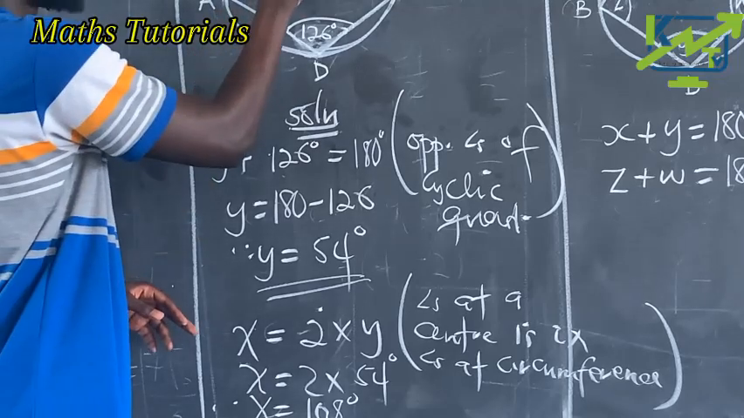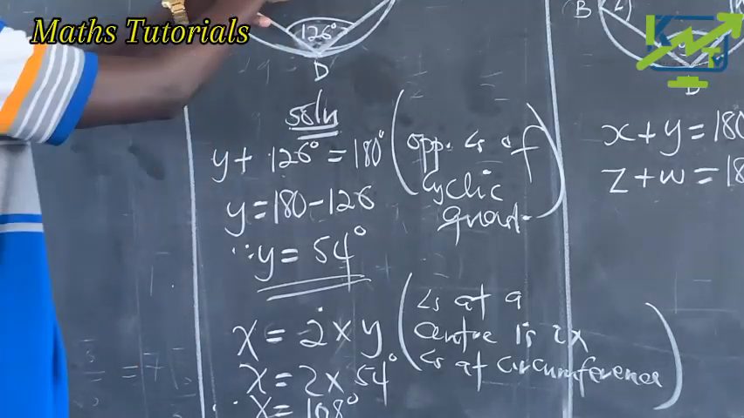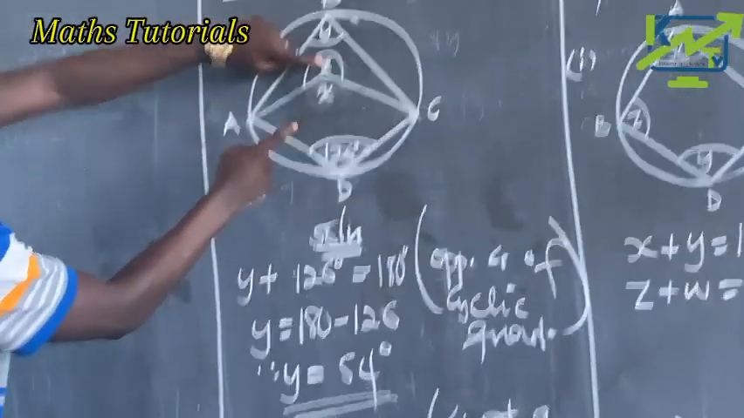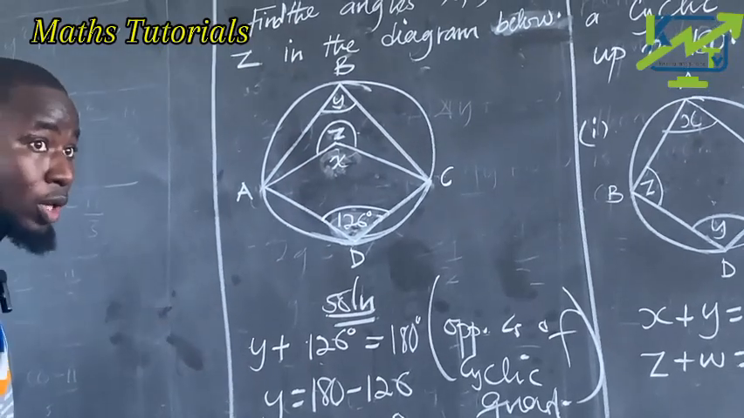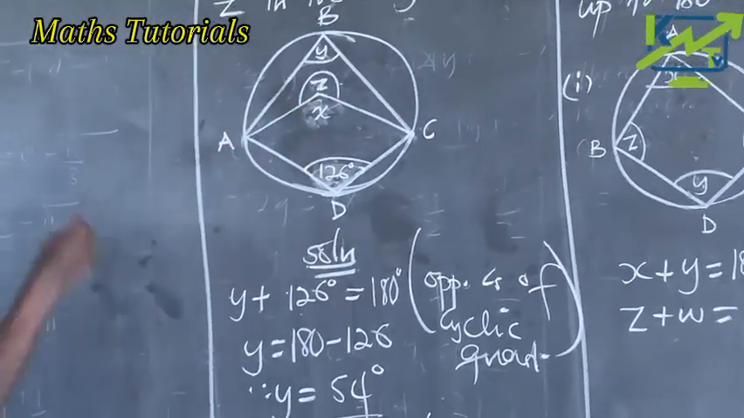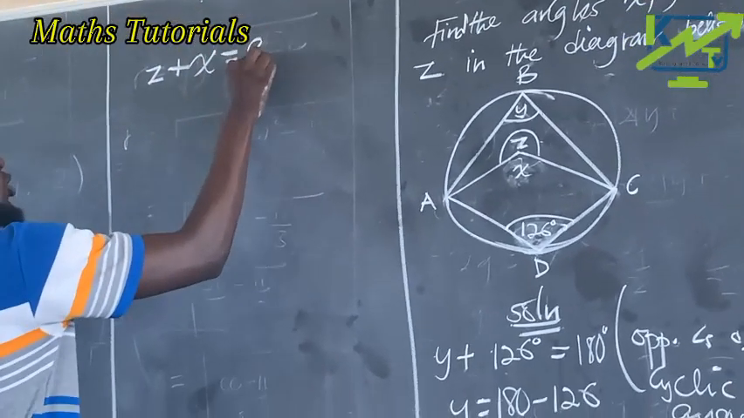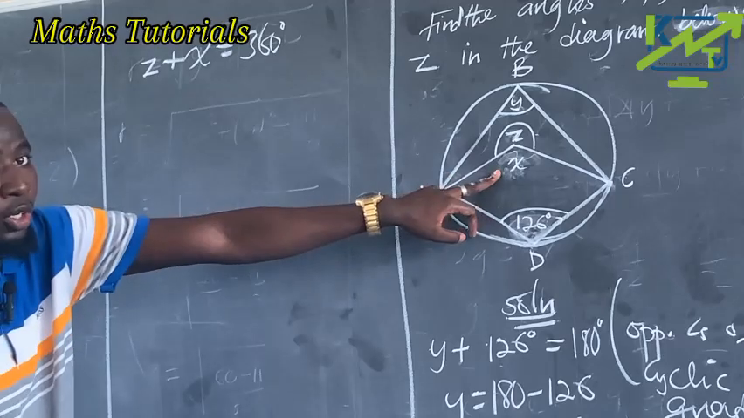I also need to find my z. If you look at this z and this x, they are all at the center of the circle. So I'm going to add these two. Their sum is going to be equal to 360 degrees. So I will say my z plus x must be equal to 360 degrees. Angles at a point add up to 360 degrees.